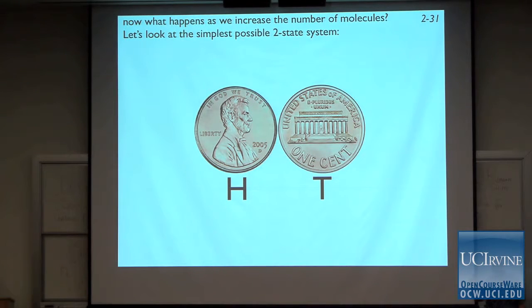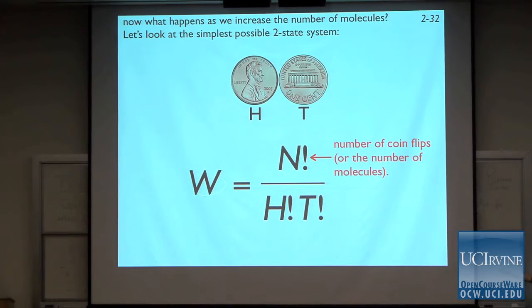So let's make the system a little simpler. Let's make it a two-state system, heads and tails. Only 2 states for the molecule now. Excited or not excited, let's say. Now our W, here's the number of coin flips, because that's just a way to think about molecules. Nothing has changed. I'm just going to evaluate the system multiple times. That's the number of heads, that's the number of tails, that's the number of microstates.